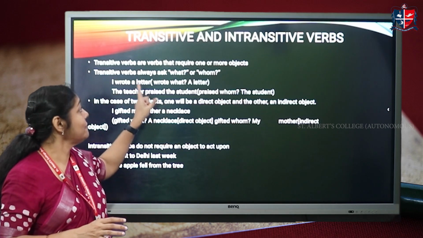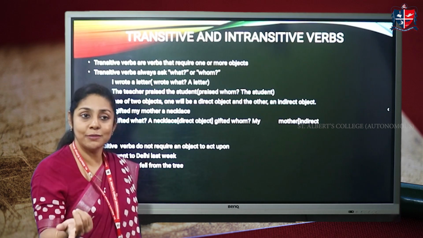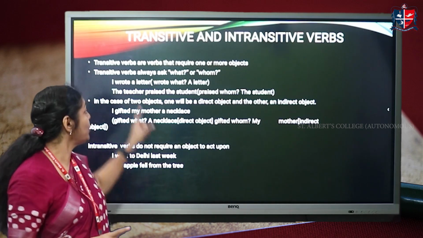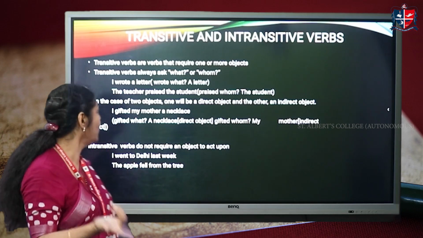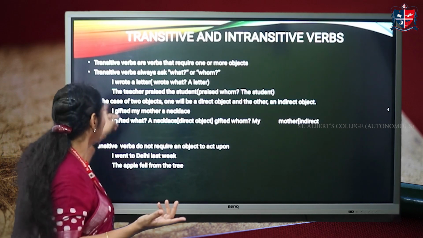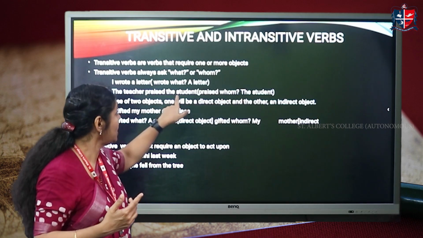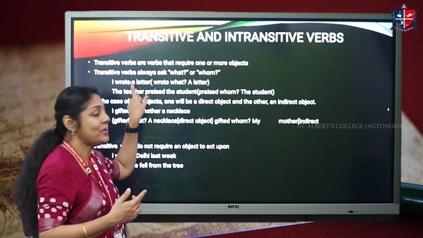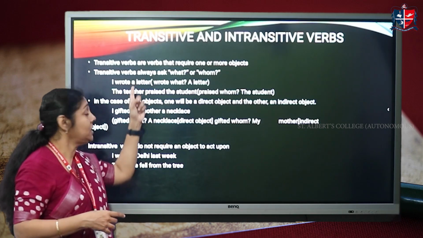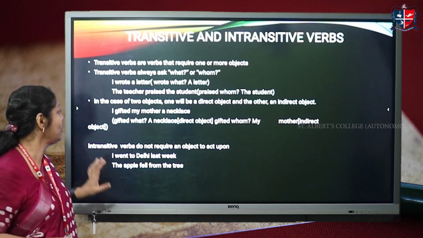So transitive verbs are verbs that require one or sometimes more than one object, and transitive verbs would always ask the question what or whom. I wrote a letter. Wrote what? A letter. The teacher praised the student. Praised whom? The student. So here in these two sentences, we see that letter is the object and student is also the object. So these two sentences have verbs which are transitive verbs because they have an object.